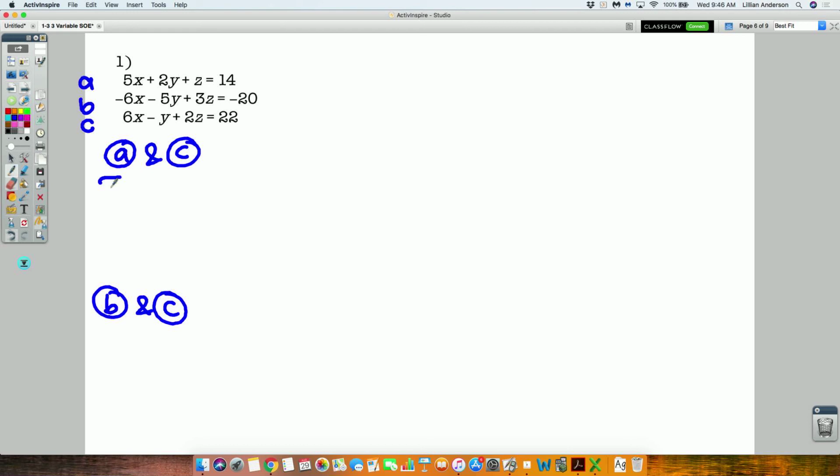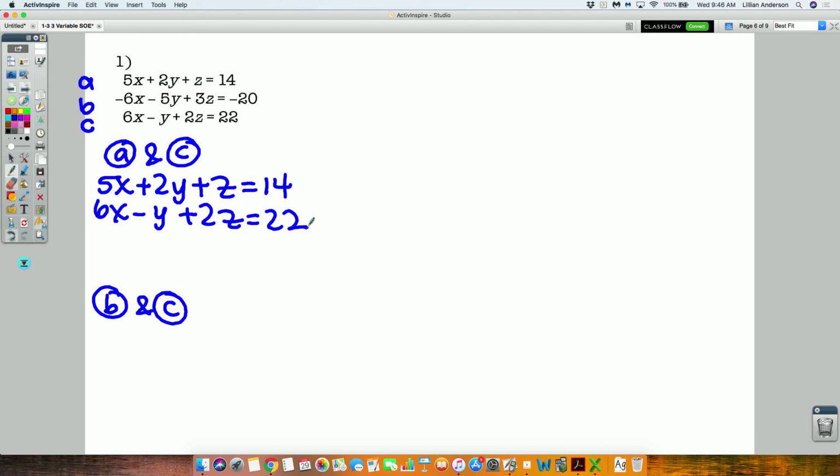So we have 5x plus 2y plus z equals 14. And 6x minus y plus 2z equals 22. I wish we didn't have z because I feel like my z sometimes looks like 2. Yep, me too. But you make your 2 loopy. Could make my 2 loopy. Okay, I'll try that. All right.